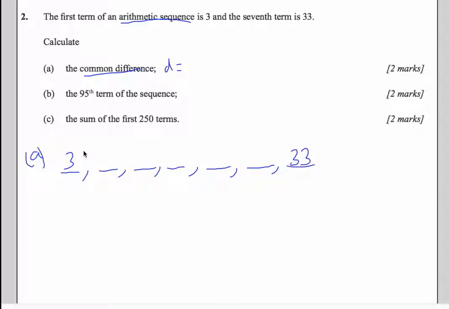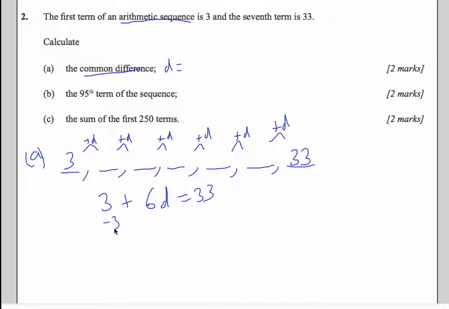All right, so to get each term, you're adding d each time to get to the next term. So to get up to the seventh term, we are adding d six times. So we have 3 plus 6d equals 33. We solve this little equation, we'll get what d is. Okay, so we get d equals 5.